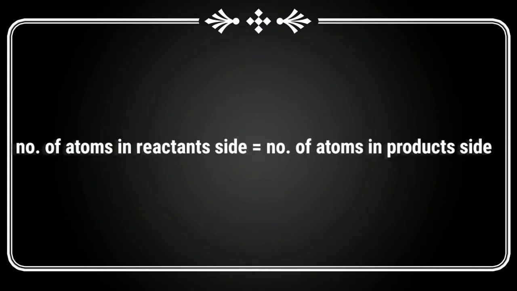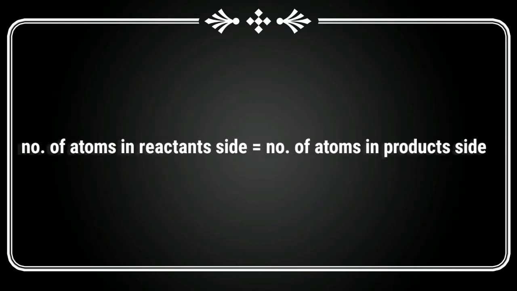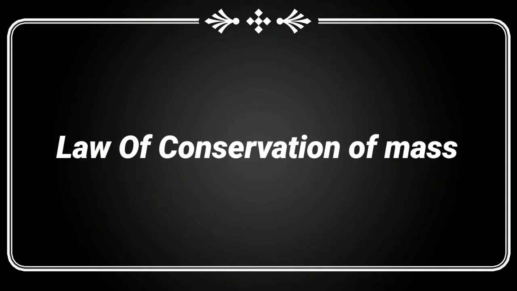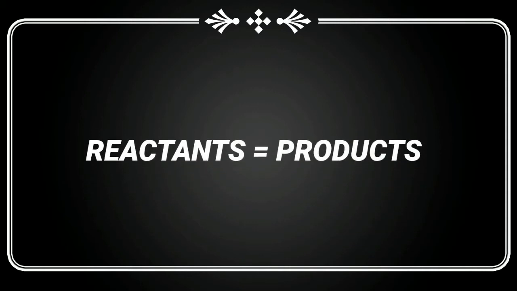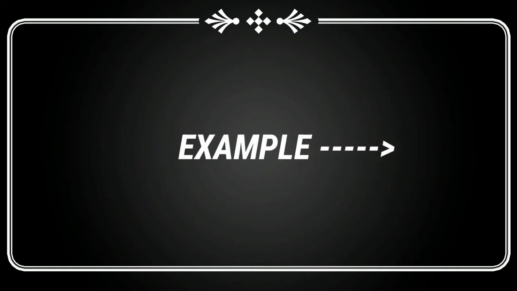A balanced chemical equation is an equation in which the number of atoms of each element on the reactant side is equal to that of the product side. Okay, now you can recall the law of conservation of mass that you've studied in class 9. That is, mass can neither be created nor destroyed in a chemical reaction. So the total mass of elements on the reactant side should be equal to the total mass of elements on the product side. So let's take a quick look at an example.